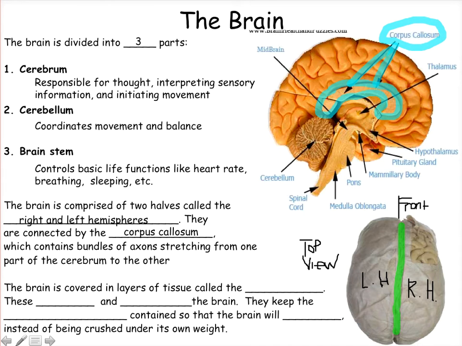The corpus callosum, which we'll talk about in class, we'll see when we do our dissection. What it's made of are bundles of axons stretching from one side of the cerebrum to the other. So we'll go into more detail about that in class.